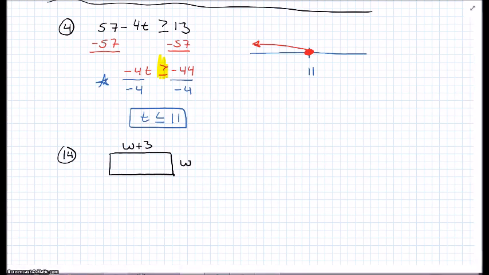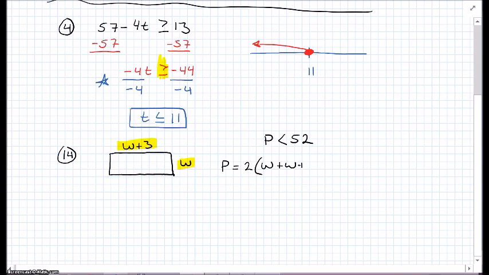Describe the dimensions. So we know the perimeter is less than 52 inches. In terms of the variables, the perimeter is 2 times the width plus the length. So the perimeter would be 2 times (w plus w plus 3). Let's distribute that 2. So the perimeter would be 4w plus 6. Everybody see how we distributed the 2? Okay.